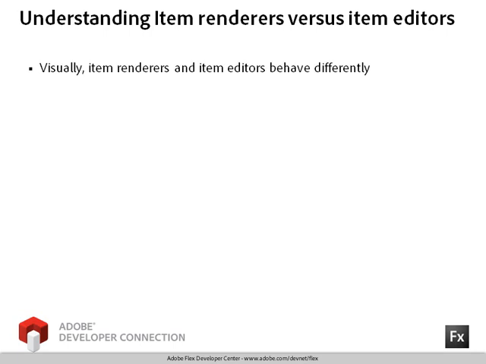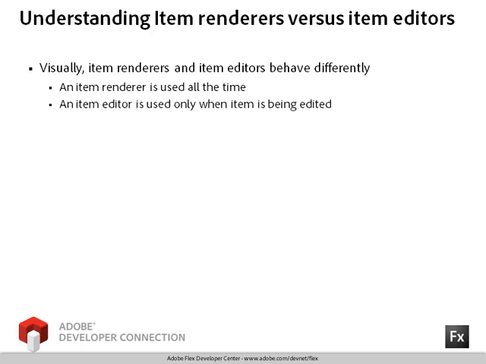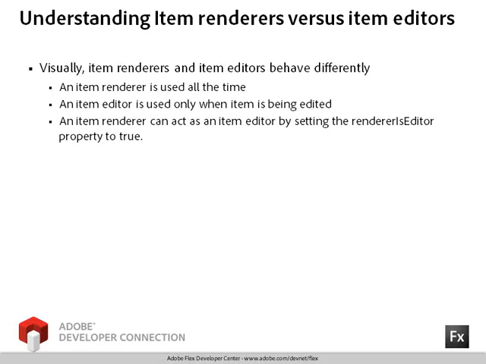You are familiar with item renderers, but what is an item editor? These two elements behave and look different. An item renderer is displayed by default in a data grid column. An item editor is only used when an item is being edited. You can have the item renderer act as the item editor by setting the renderer is editor property to true.